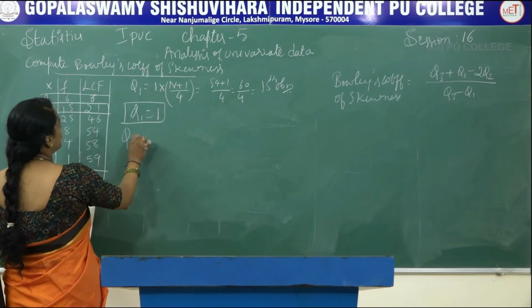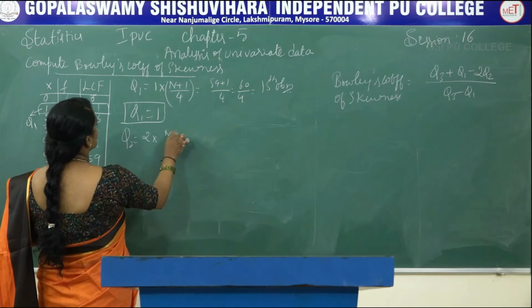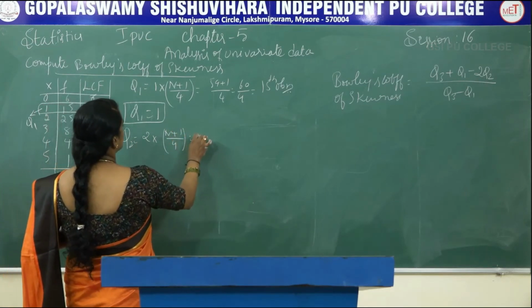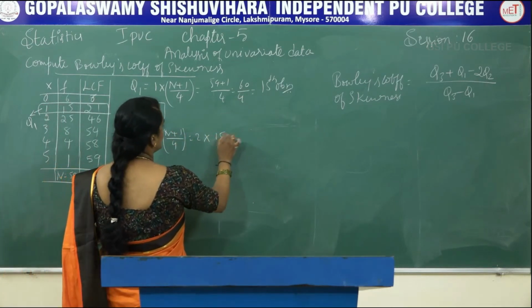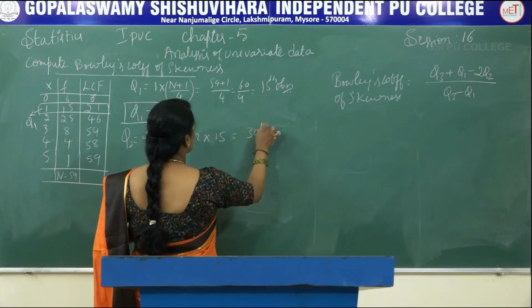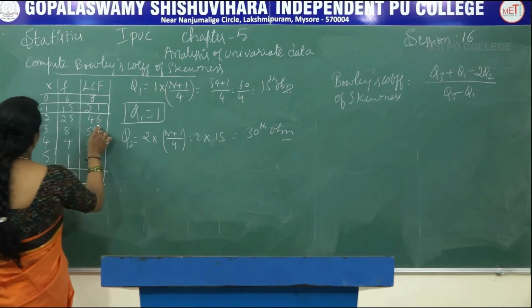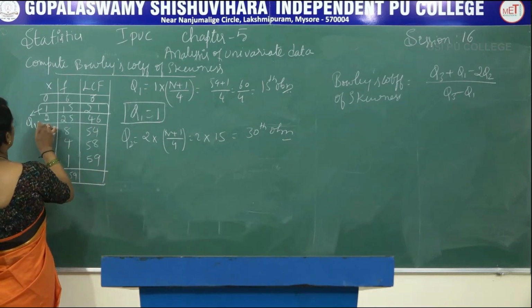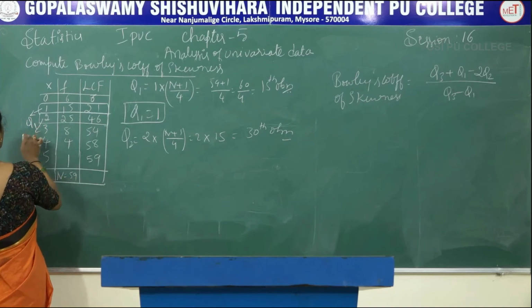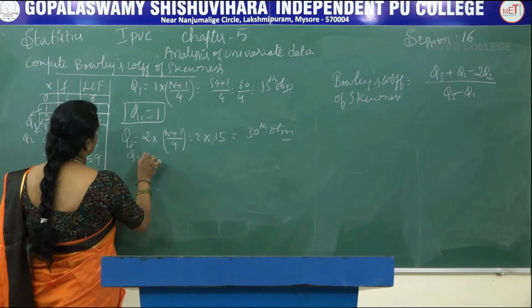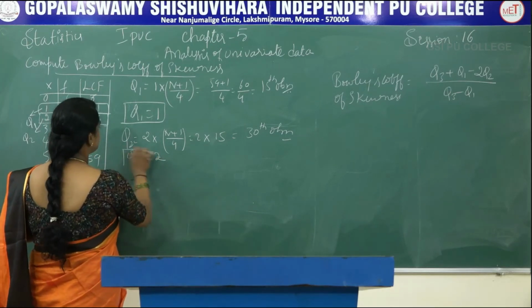Next, to find Q2, 2 into (n plus 1) by 4. This is 2 into 15. This is 30th observation. 30th observation should be seen in 46. So this is our Q2. So Q2 is equal to 2.